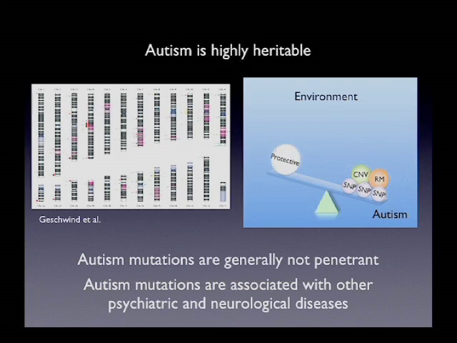Now, the other thing is that autism mutations are almost always associated with other psychiatric and neurological disorders. So this has led to a model that is sort of illustrated here. And this is kind of the model for many multifactorial diseases, but it's particularly true for autism.